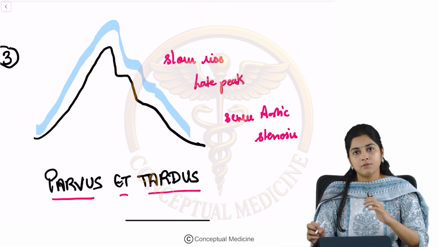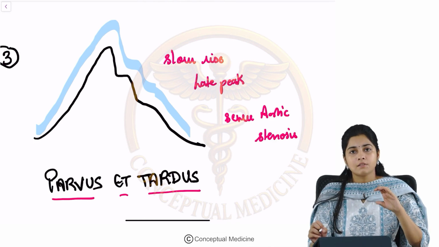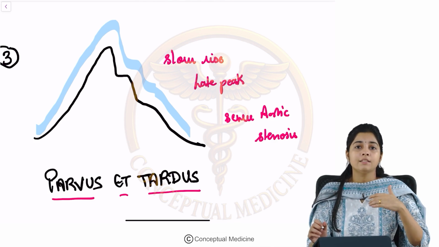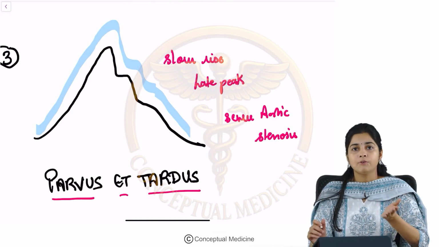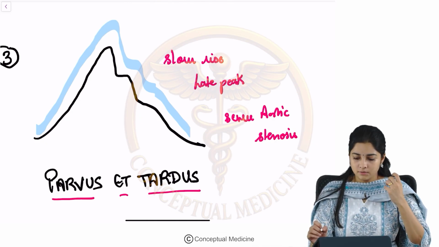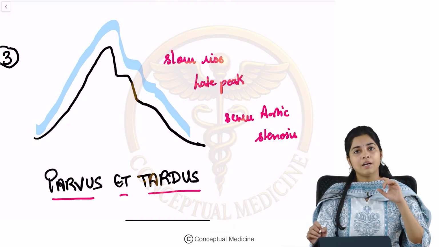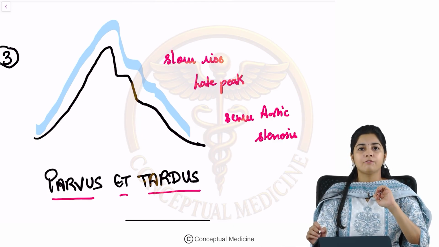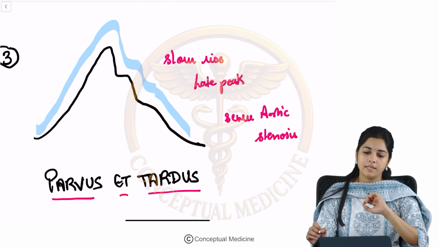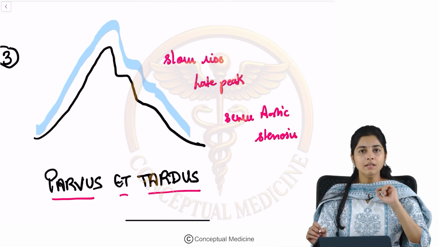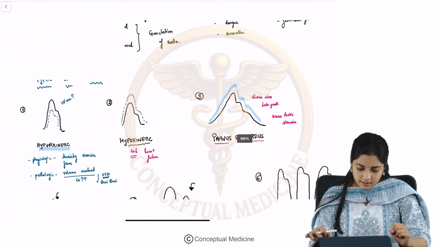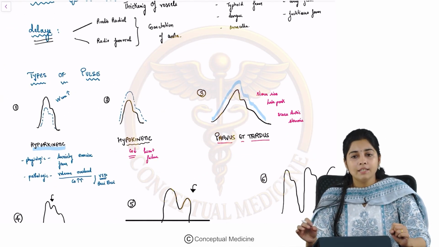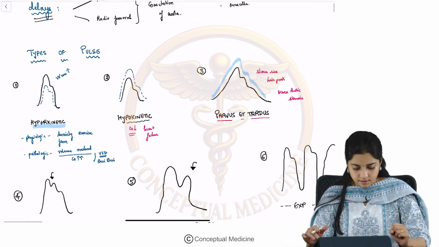What is aortic stenosis? When the aortic valve is stenosed, or thickened, and the area of the aortic valve is reduced, the blood cannot easily flow from the LV to the aorta. So this is what we call aortic stenosis. And what is the pulse waveform seen here? It is the slow rising and late peaking pulse, which is the Pulsus Parvus et Tardus. Okay. So we have seen hyperkinetic, hypokinetic and the Parvus et Tardus.